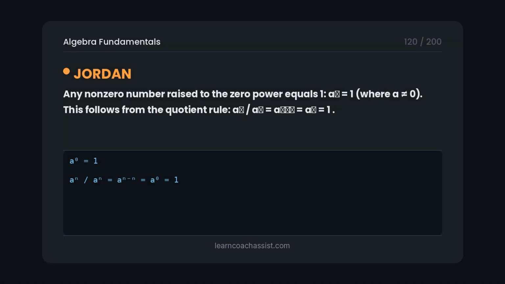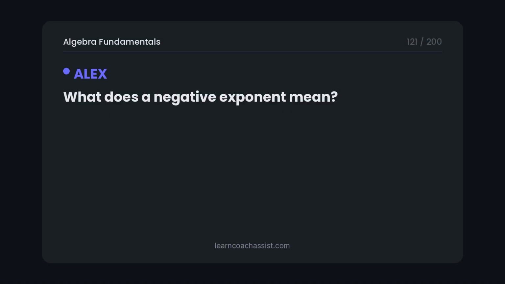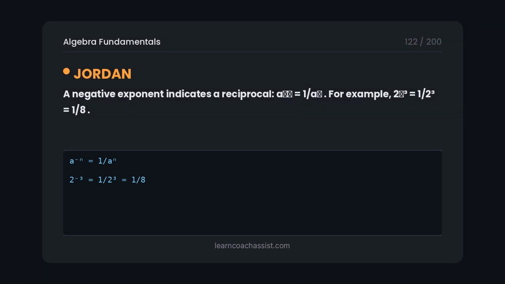Any non-zero number raised to the 0 power equals 1: a^0 = 1, where a is not equal to 0. This follows from the quotient rule, a^n / a^n = a^0 = 1. What does a negative exponent mean? A negative exponent indicates a reciprocal, a^(-n) = 1/a^n. For example, 2^(-3) = 1/2^3 = 1/8.